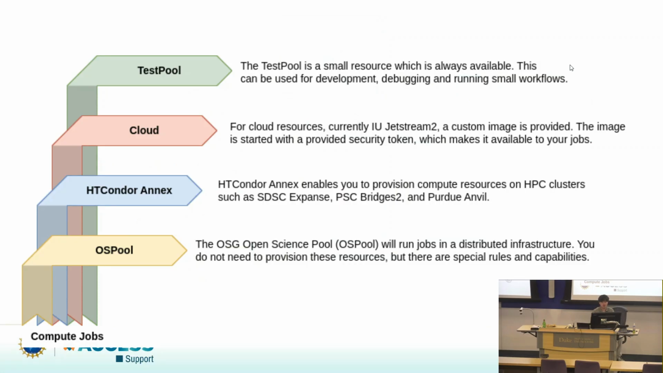Cloud: on Jetstream, there's a custom image where you can make these cloud resources available to all your jobs. And then there's HTCondor Annex, which enables you to provision compute resources on HPC clusters. Some examples are San Diego Supercomputer Center's Expanse, or Purdue's Anvil supercomputer. We talked about how the Pegasus workflow management system is usually used with high throughput computing software, but it allows you to test it on high performance computing devices.